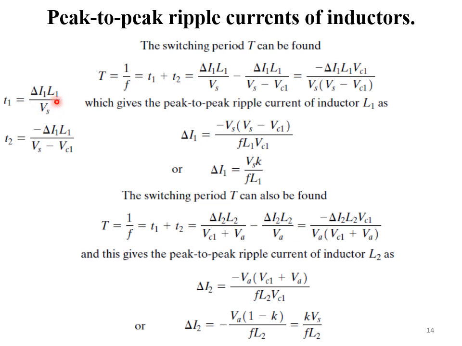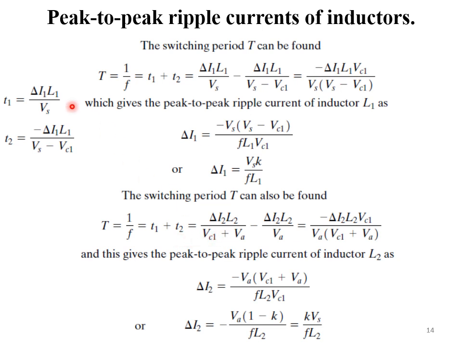We know that T1 is equal to delta I1 L by Vs, and T2 is minus delta I1 L upon Vs minus Vc1. This is minus of this, so we take the LCM, Vs into Vs minus Vc1, and we will get this particular expression. This will give me an expression for delta I1, which is equal to minus Vs into Vs minus Vc1 divided by F into L1.